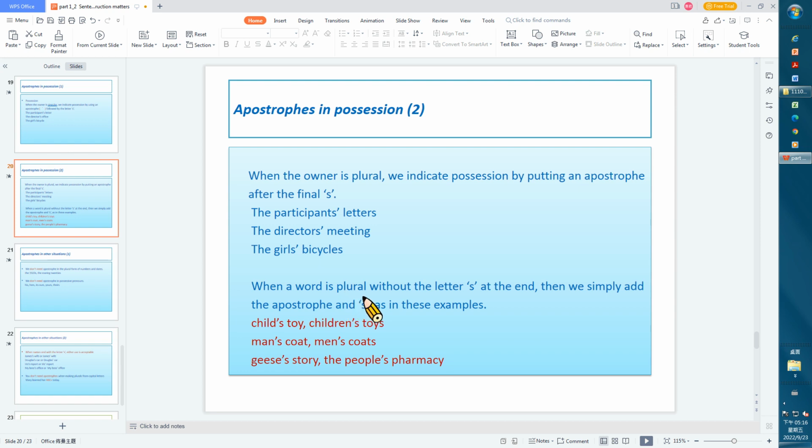When a word is plural without the letter S at the end, then we simply add the apostrophe and S, as in these examples. For example, child's toy, children's toys, man's coat, men's coats, goose's story, geese's story, the people's pharmacy.